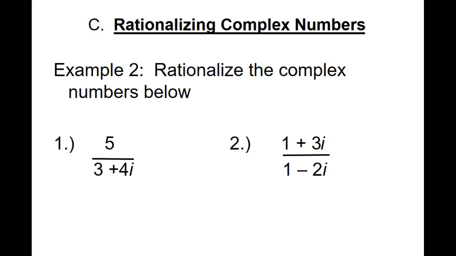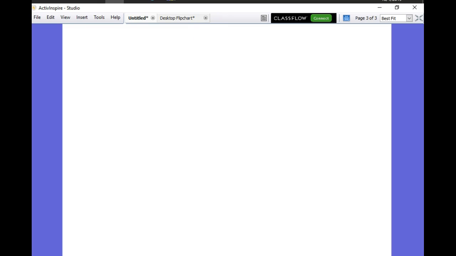But let's go ahead and write down example 2, number 1. 5 over 3 plus 4i. Okay. I want to cancel out the i, right? So I need to multiply the top and the bottom by something. See if you can figure it out. I'll give you a few seconds. We just talked about it.